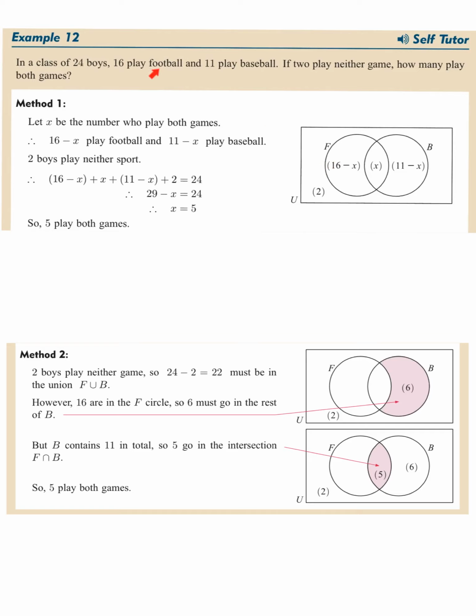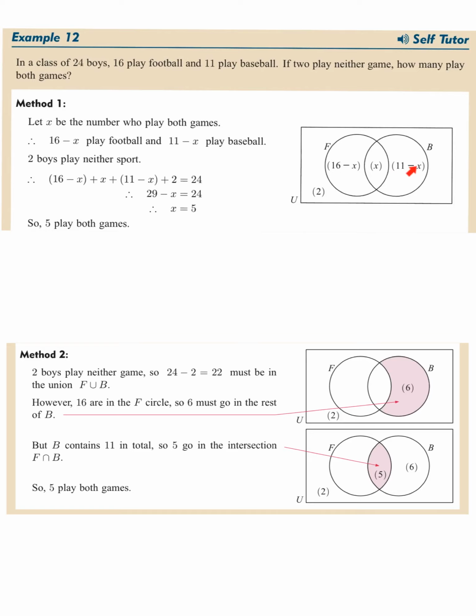It said 16 play football. So football within that circle is 16. Well, if that's X, this part here must be 16 minus X, because when you add up 16 minus X plus X, you get 16 within the F circle. Similarly with the baseball, if that's X, then this part must be 11 minus X.